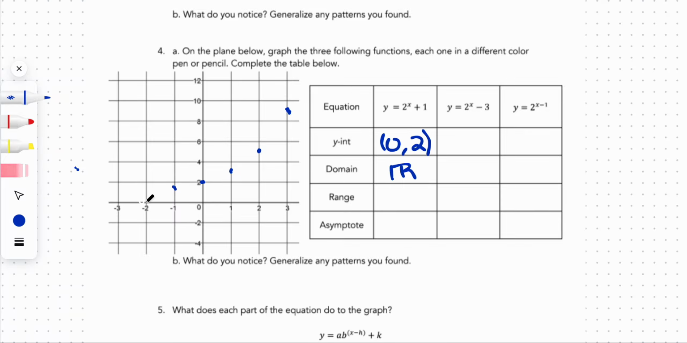And let's plug in negative 2. 2 to the negative second power is 1 over 2 squared, which is 1 over 4. So 0.25 plus 1, 1.25. Something like that. It isn't going to be the most exact. Let's connect these dots. And as we keep on going, well, actually, I'll explain that in a second.